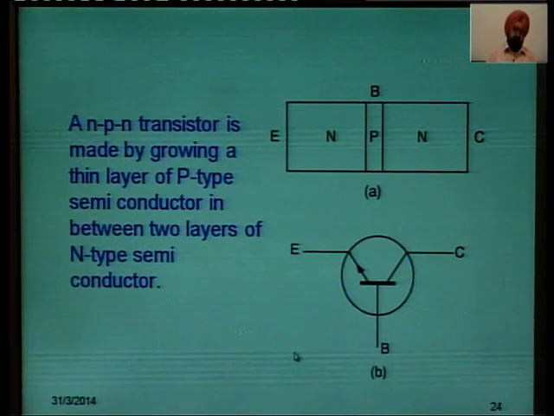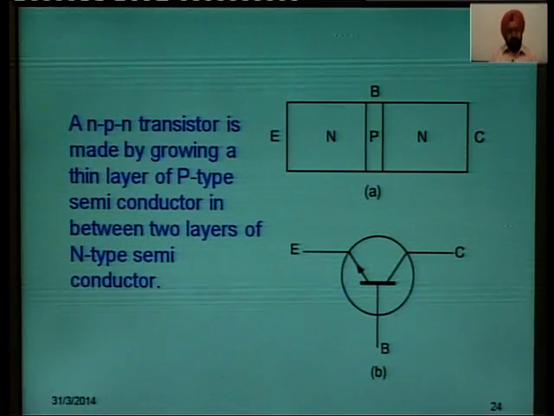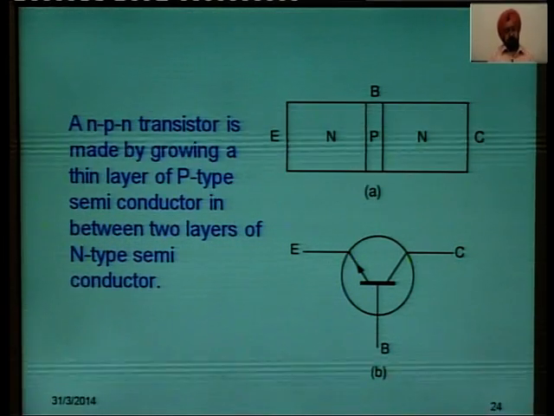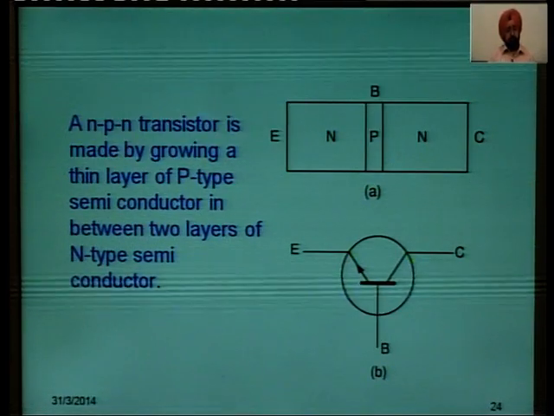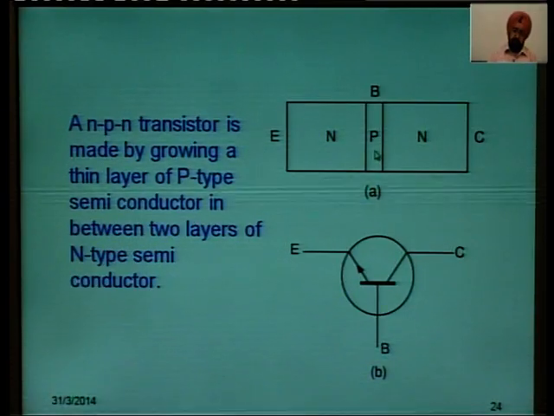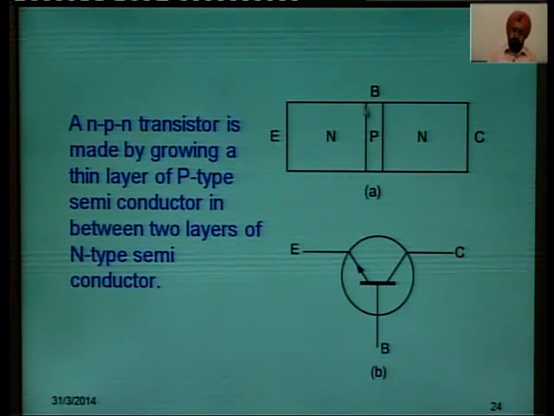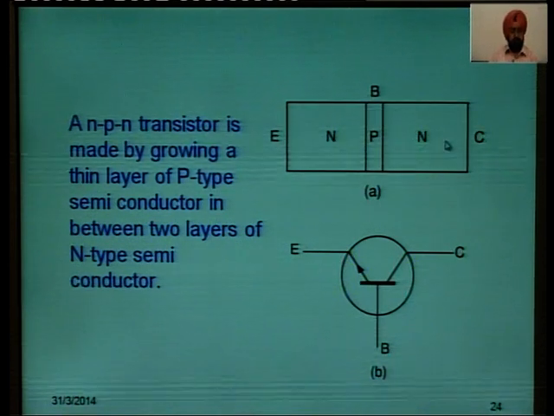The second type of transistor is the NPN transistor. An NPN transistor is made by growing a thin layer of p type semiconductor in between 2 layers of n type semiconductor. So, there is a p type semiconductor here. This is a thin layer of p type which forms the base, and the 2 n type layers form what is called the emitter and collector.